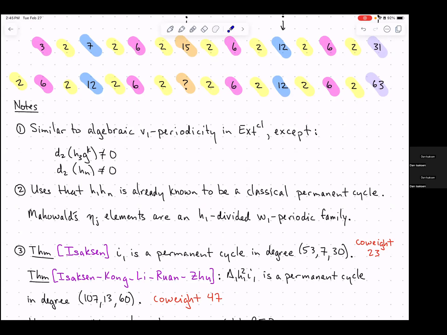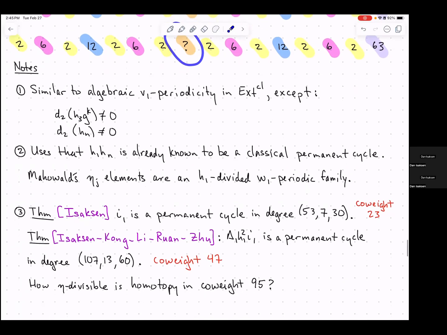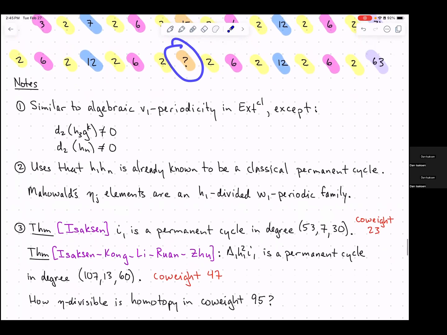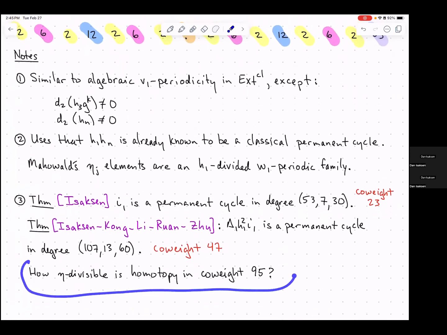And then there's a question mark here, because that's the first element of the sequence whose value I don't know. Oh, sorry, there, I see it now. So I don't know that one. It's in co-weight 95, but you could have doubled it. It's out around 200, maybe past that, but anyway, I have no idea what happens to that. So that's what this question is: how eta divisible is homotopy in co-weight 95? I don't know.